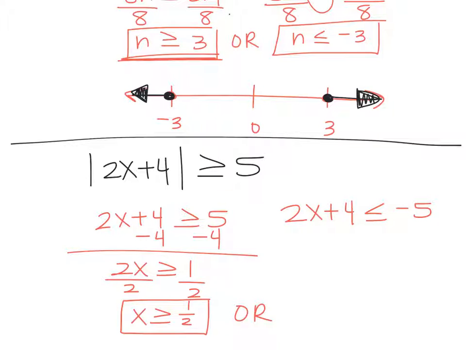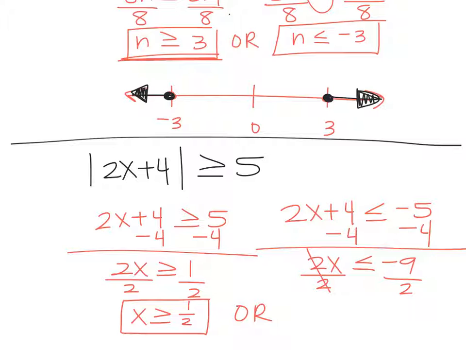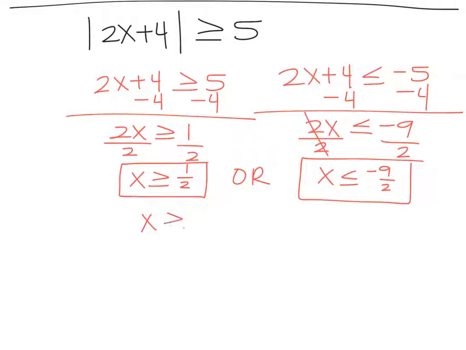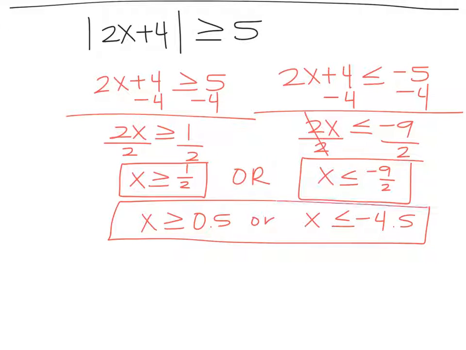What do I do on the second one? First step is subtract 4 again. So you get 2x is less than or equal to -9. Divide by 2. Do I flip my symbol when I divide by 2? No, because you're dividing by a positive, right? So x is less than or equal to -9/2. I don't care if you write this as x is greater than or equal to 0.5 or x is less than or equal to -4.5. Either one of those is fine. Leave it as the fraction, leave it as the decimal, whatever makes more sense to you, I will take.